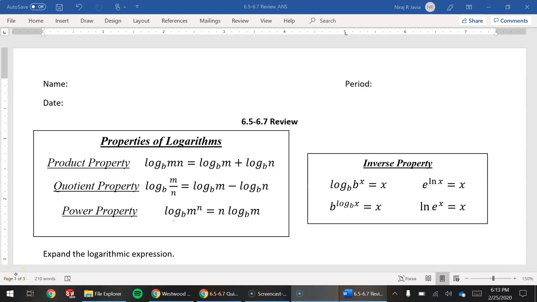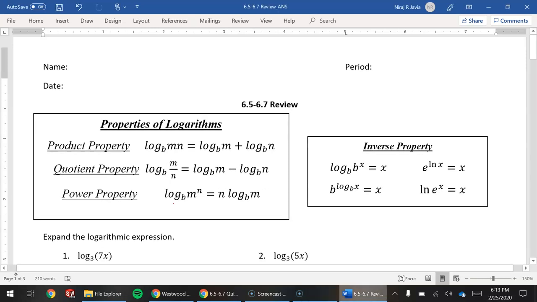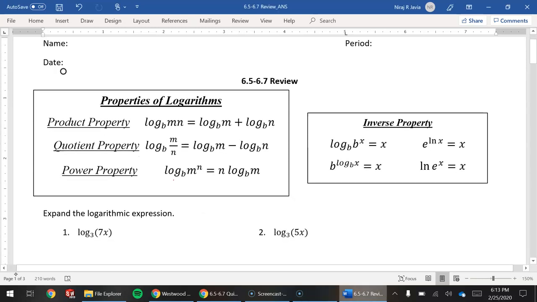Welcome to the review for 6.5 through 6.7 quiz review. These are the formulas that you first see on the review, and they will also be given to you just like this during the actual quiz itself. So the properties of logarithms and the inverse properties will be given to you just as you see. You might not use all of these. You might use all of these. It depends on the version of test or quiz that you have. So it's good to know every single one of these, and here we go.